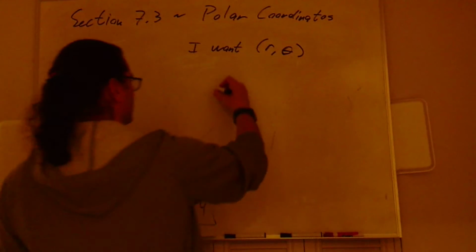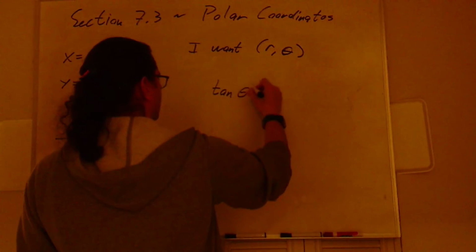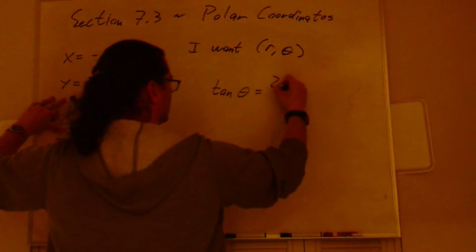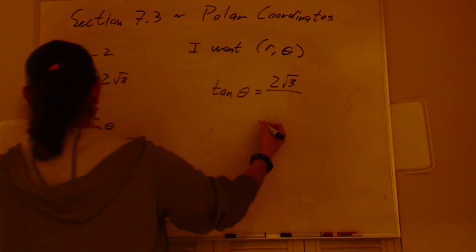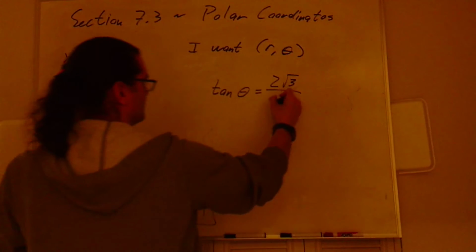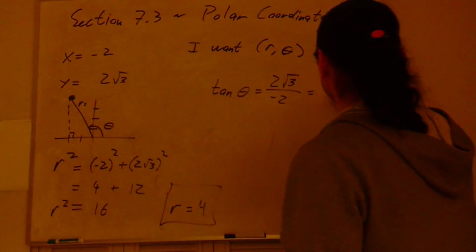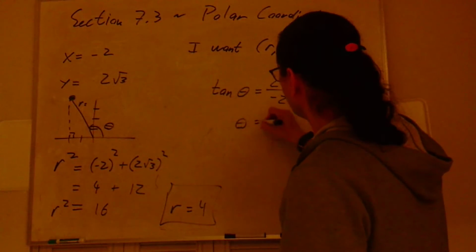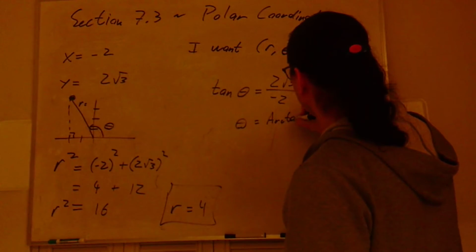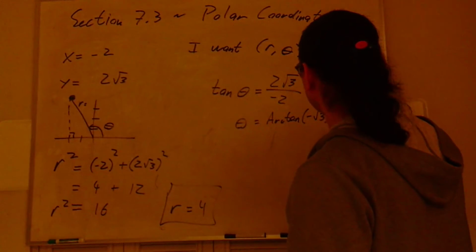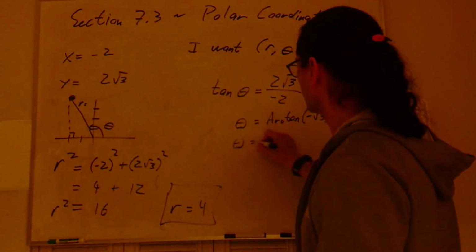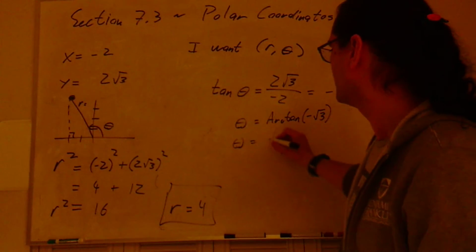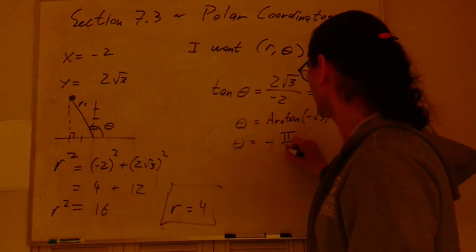I need theta. The tangent of theta is going to be the opposite, this y value, 2 root 3, over the adjacent, this x value, negative 2. So that's going to be a negative root 3. So theta should be the arctan of negative root 3, which, plug that into your calculator. I'm pretty confident that you will get negative pi over 3 as your angle.